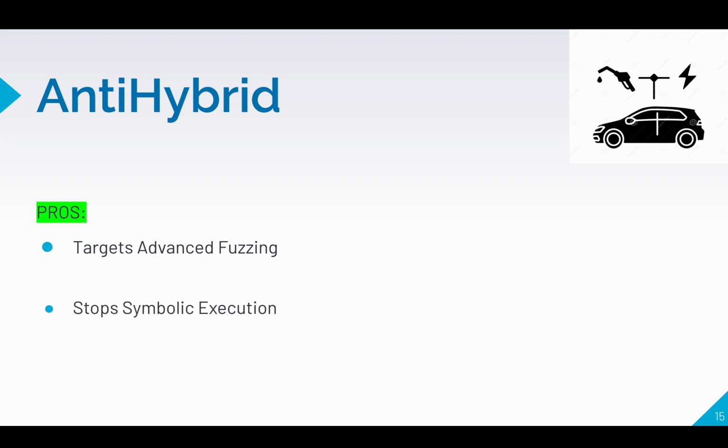The last thing we have is the anti-hybrid. It targets hybrid fuzzers, especially those using symbolic execution. It works by stopping symbolic execution, blocking the part of hybrid fuzzing that helps the fuzzer understand complex program behavior. Some cons for that: it is hard to implement because this technique is difficult to set up and apply to any program, and it is only effective for hybrid fuzzers, so it is not as useful as some other techniques for other types of fuzzers that don't use symbolic execution.